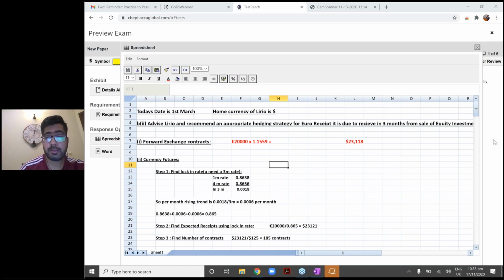I think some of the students are not properly paying attention to the lecture, because I've answered this question already 3 times. If the contract size would have been in euros, that would have been very easy. Euro 20 million is the receipt, and euro 125,000 is the contract size. Just directly divide to get the contracts. But it was in dollars, so we needed to convert it first into dollars and then divide.